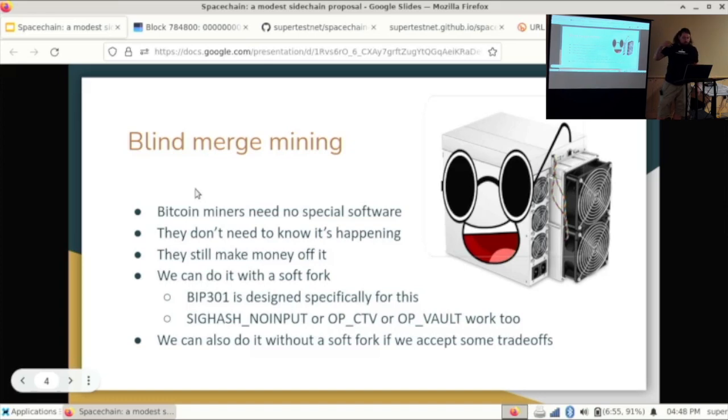The reason I said Ruben invented blind merge mining is because I'm going to be presenting how he does it. But this guy did it first. As far as I'm aware, he's the original blind merge mining inventor.